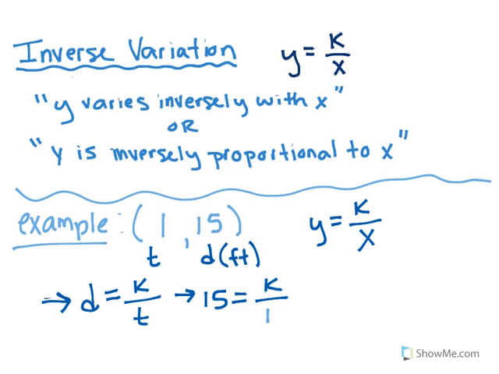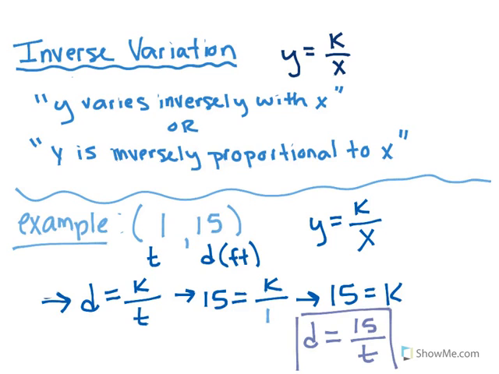So we're going to go through the process. K divided by 1 is simply k. So my k value here is going to be 15. So my overall equation for my final answer is going to be d equals 15 over t. And that's all there is to that.